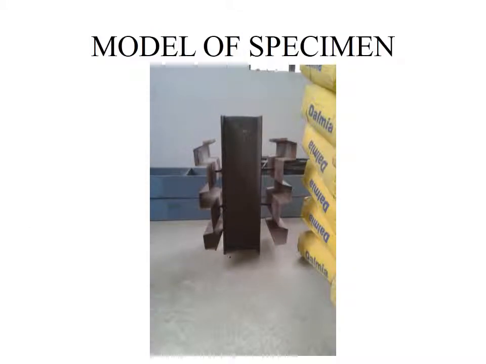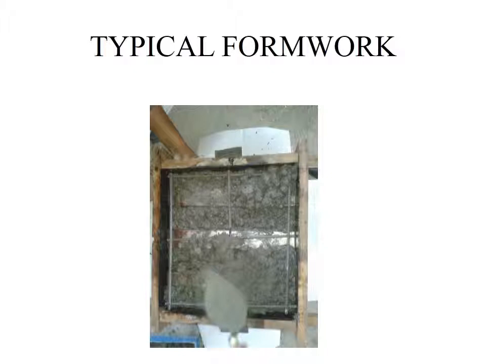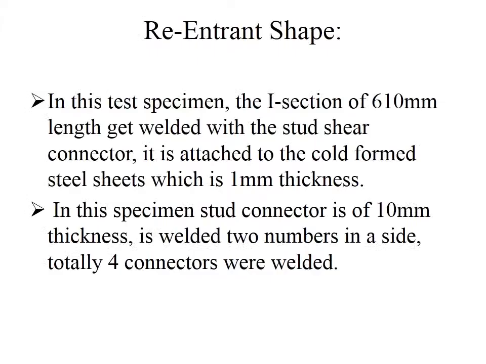It is a model specimen, and I determined the loads. Typical formwork, now a re-entrant shape. In this test specimen, the I-section of 16 mm length is welded with the stud connector. It is attached to the cold formed steel sheets. In this specimen, the stud connector is of 10 mm thickness, welded 2 numbers on a side. Totally 4 connectors are welded.